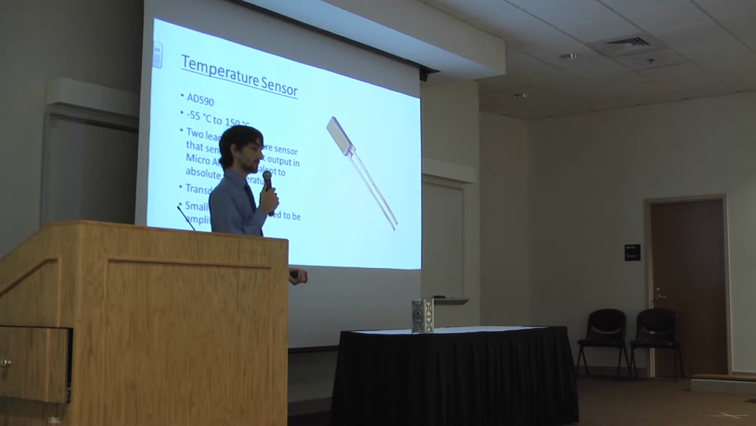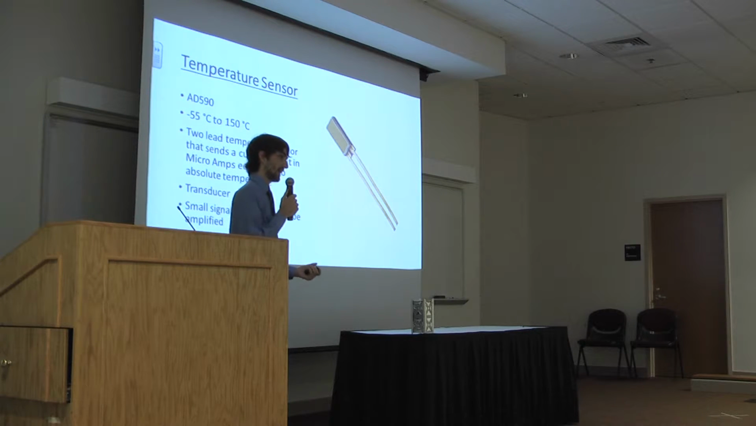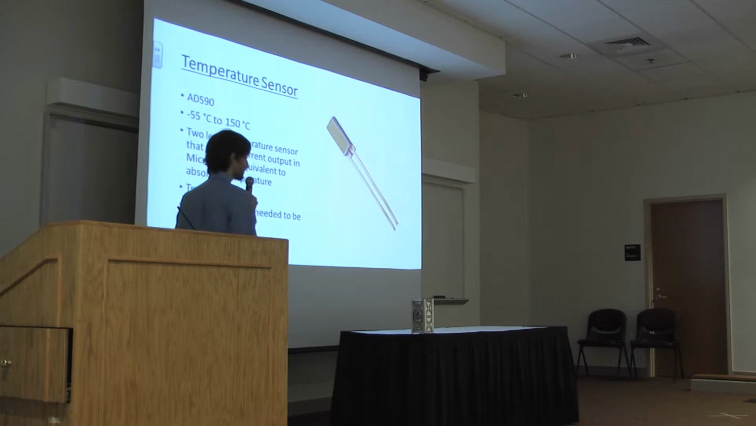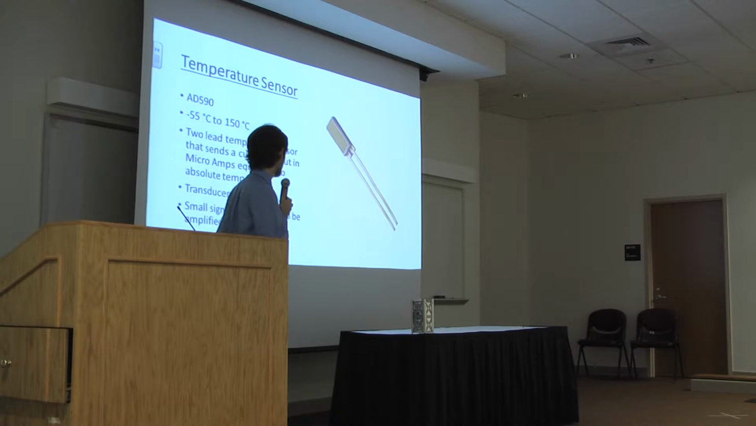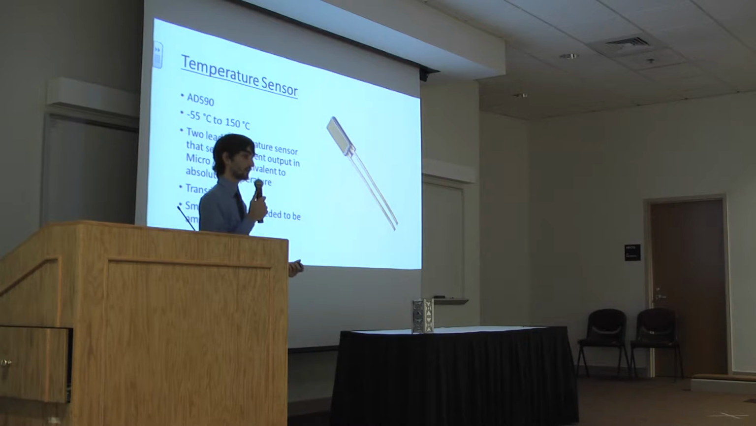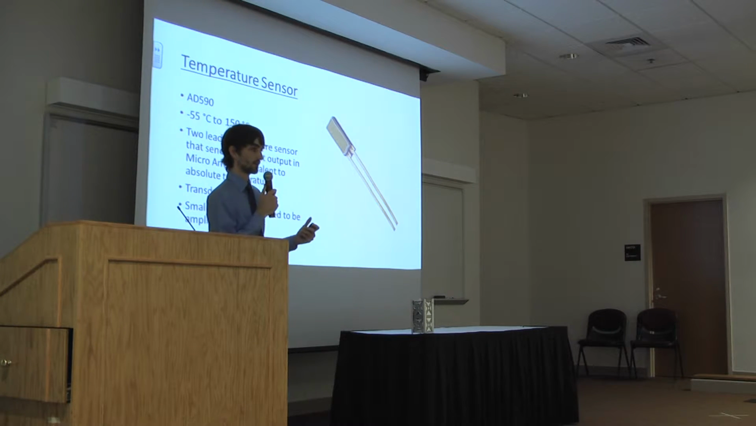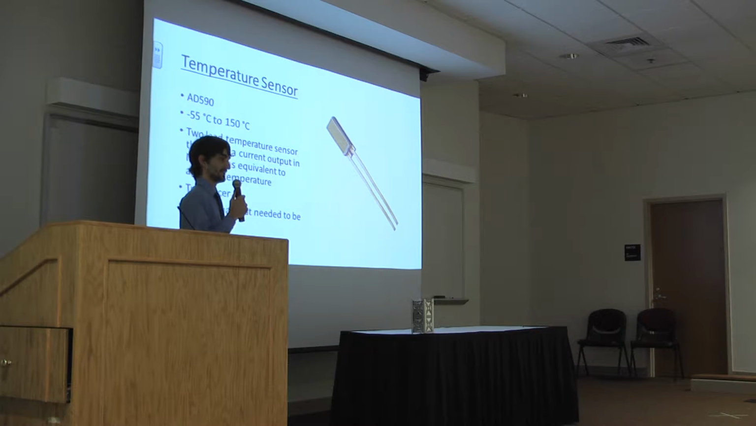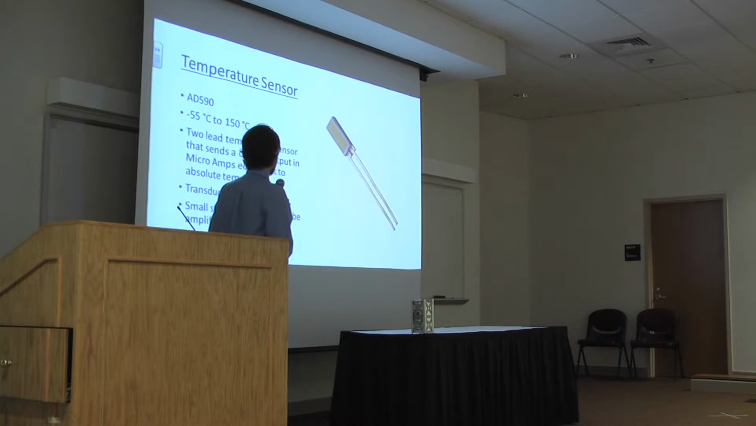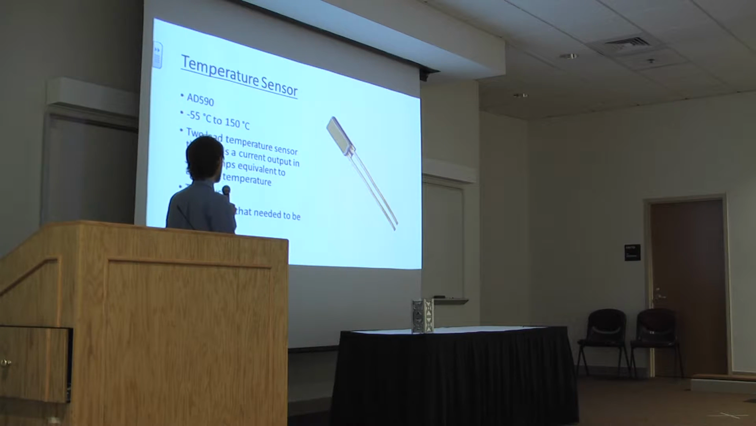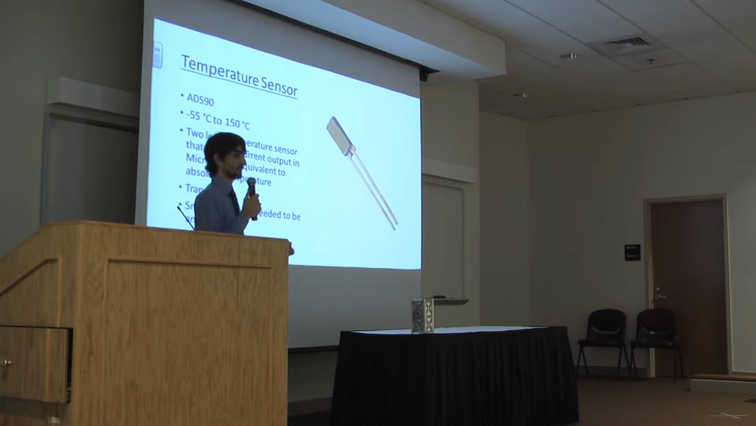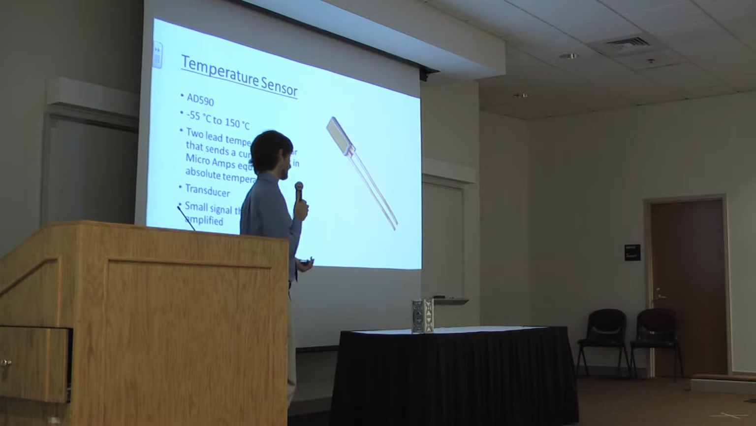Next is the first of two temperature sensors I'm going to be talking about today. This is the AD590. It has a wide temperature range of negative 55 degrees Celsius to 150 degrees Celsius. It's a 2-lead temperature sensor, so one lead you attach a voltage to, and then the second lead will output a current that is proportional to the absolute temperature in microamps, which is a very small signal. Microamps is 1 times 10 to the negative 6 of an amp. And this temperature sensor is a transducer, which means it converts a physical phenomenon into an electrical signal.